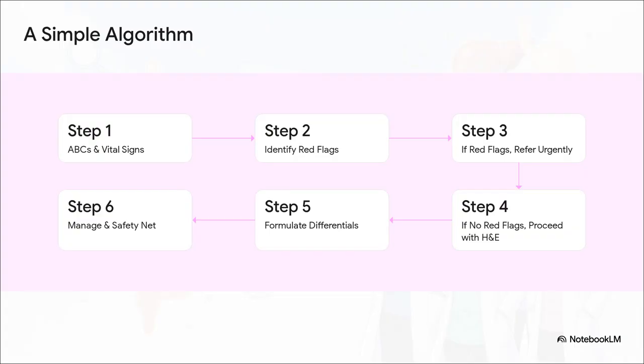Let's condense all of this down into a simple, repeatable algorithm you can use on the ward or in an exam. Step 1, check their vitals. Step 2, hunt for red flags. If you find any, step 3 is an urgent referral. End of story. If there are no red flags, you move to step 4, a full history and exam. Step 5, build your differential diagnosis. And step 6, manage the patient with clear safety netting advice. This simple process makes sure you never miss a critical step.